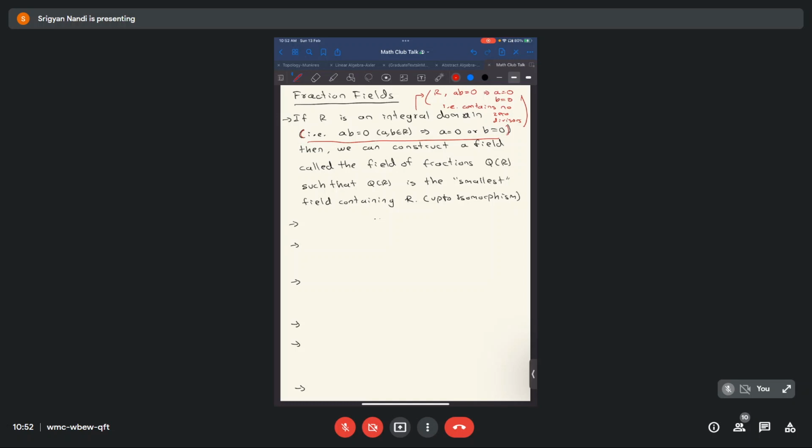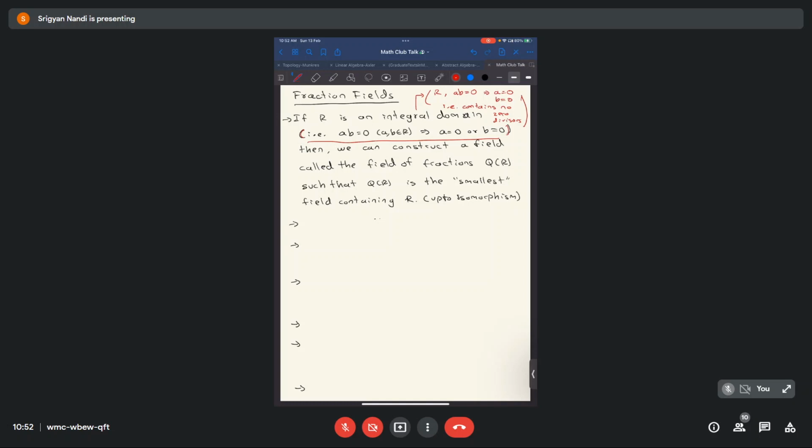So we can indeed construct a field, an extension field of R, which is called the field of fractions, denoted by Q of R, since Q stands for the rationals, and we're going to construct fractions here. The constructed field is also the smallest field containing R up to isomorphism. I'll explain what that means.